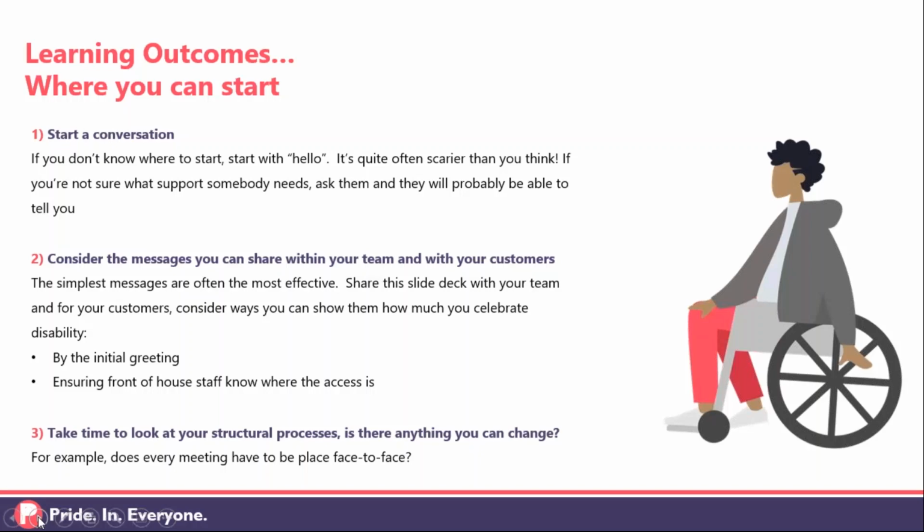And then take time to look at your structural processes. Is there anything you can change? For example, does every meeting have to take place face-to-face? I know if you deliver a youth club, the youth club is in a specific venue, but there may be little structural processes that you can change. As I said before, less than 10% of disabled people are wheelchair users. So if, for example, you have somebody on the autistic spectrum in your youth club, and you don't have a break for 2 hours at a time, it might be worth putting in a few extra breaks. It might be worth considering, when you're explaining what you're going to do in the evening or in the day, that you break it down into manageable chunks so somebody on the autistic spectrum can understand.